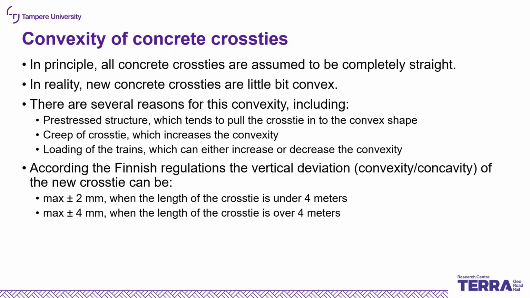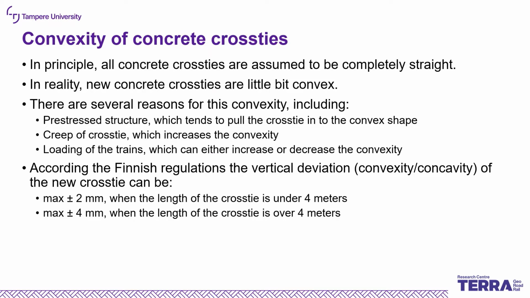Well, the convexity of concrete crossties. In principle, all the concrete crossties are assumed to be completely straight. So when you are casting the concrete sleeper, you assume that it's completely straight, as the casting is. But in reality, the concrete crossties are a little bit convex, and there are several reasons for this convexity. For example, the pre-stress structure tends to pull the crosstie into a convex shape. There is more steel in the lower section of the crosstie, and it's pulling the crosstie into a convex shape.